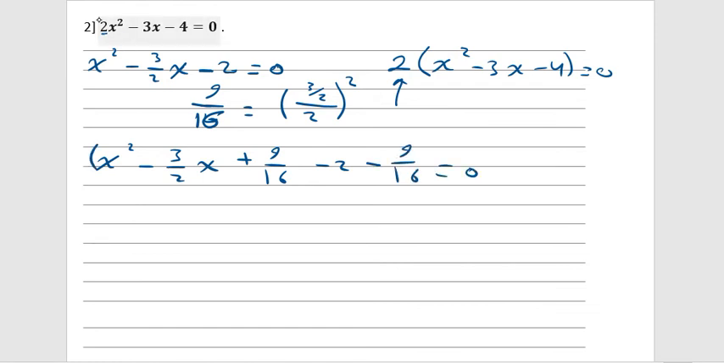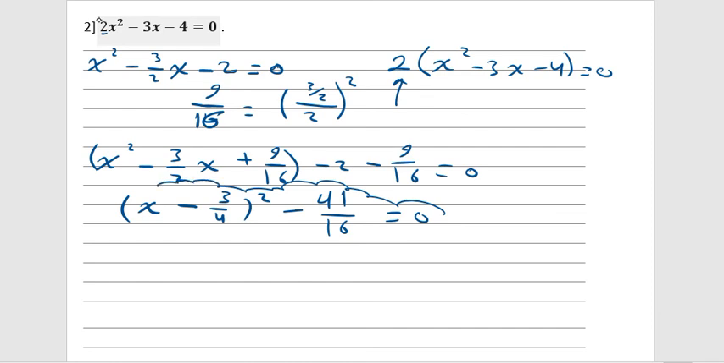We'll take the first three terms together. It will be bracket power 2, square root of the first one x, square root of the last one 3/4. The middle sign will be the same. Negative 2 minus 9/16 equals negative 41/16, equals 0. This is the complete square form for this equation.